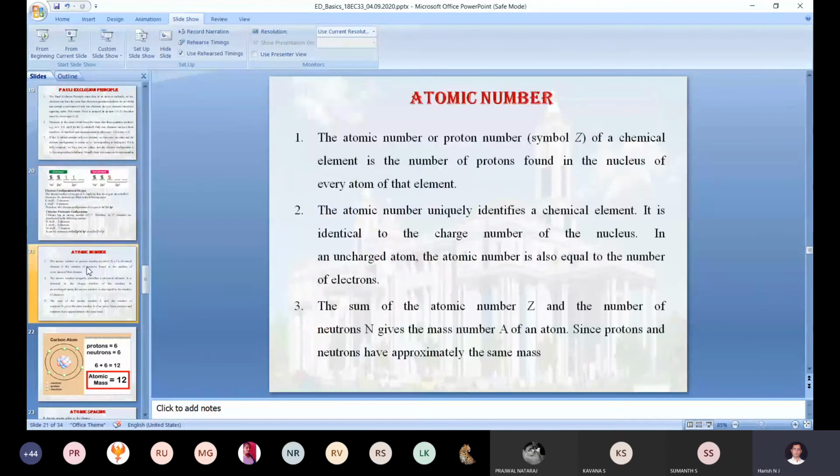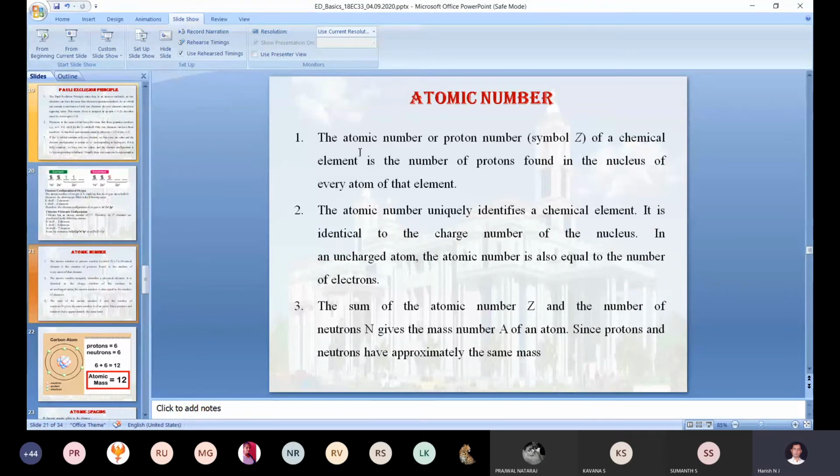Next we will move to the next topic, atomic number. What is atomic number? The definition is in front of you: the number of protons in its nucleus. That is the statement I have written here.